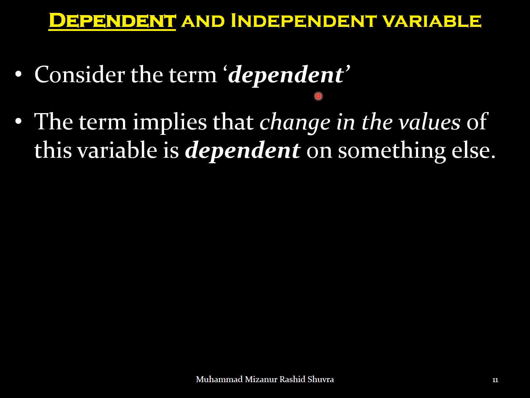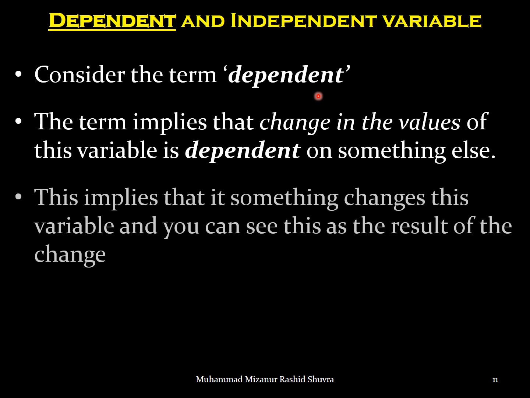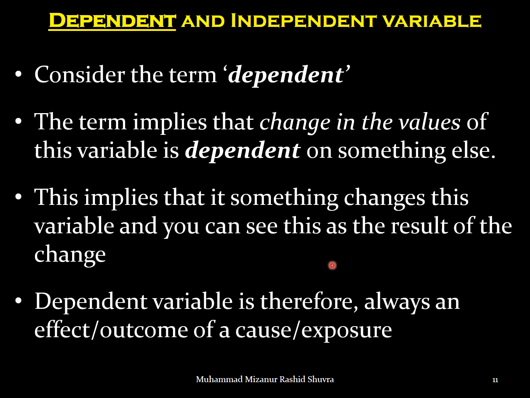Something has happened before, and this was dependent, and that's why this one has occurred after that. So for example, well, not the example, first we'll discuss a little bit about what it means. It means something changes. This dependent variable is changed by something, and you can see this as a result of the change. The dependent variable is usually seen as a result of the change. Dependent variable is therefore always an effect or an outcome of something, of a cause or an exposure.